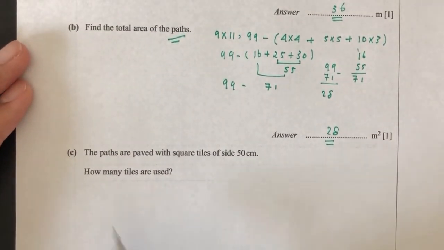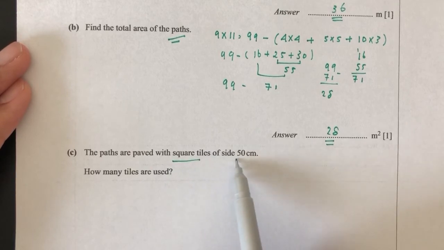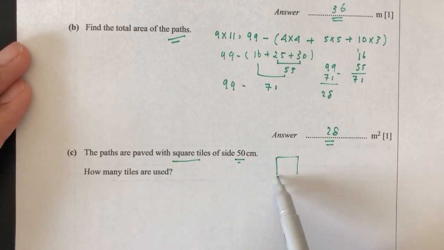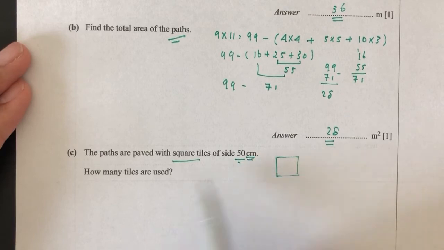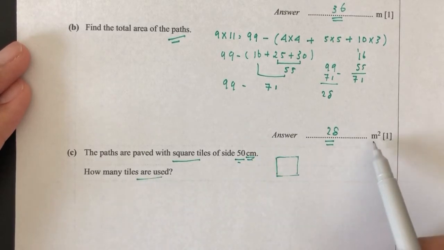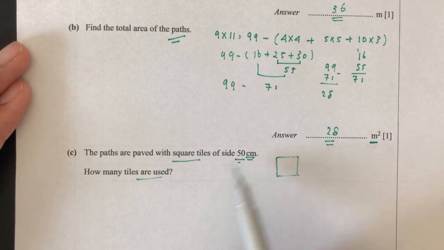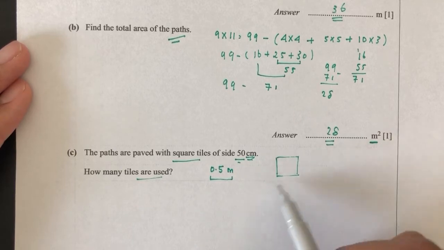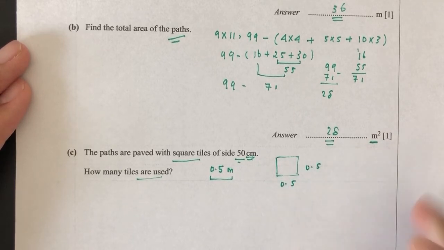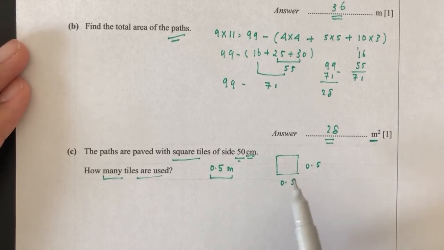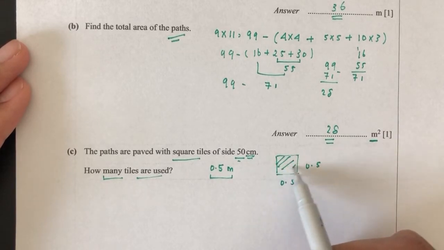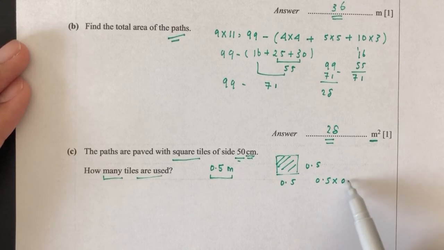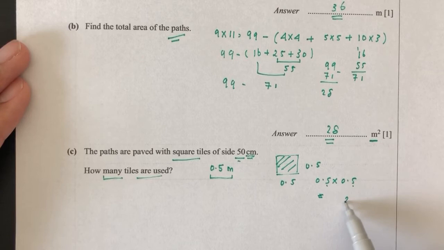Now part C, the paths are paved with square tiles of side 50. They are square, same side everywhere. 50 centimeters. How many tiles are used? So now you know the area of the path is in meters, so convert this, it will be 0.5 meters, right? So 0.5, 0.5. You want to find the number of tiles. You just find the area of one tile. It will become 0.5 times 0.5. That will be 25 times 5 is 25. We have two decimal places, becomes 0.25.